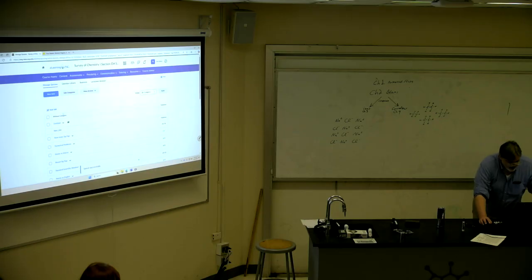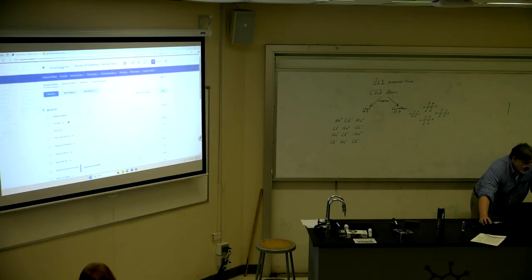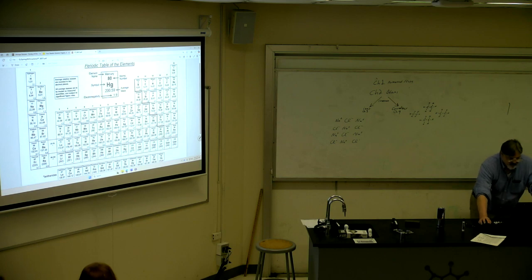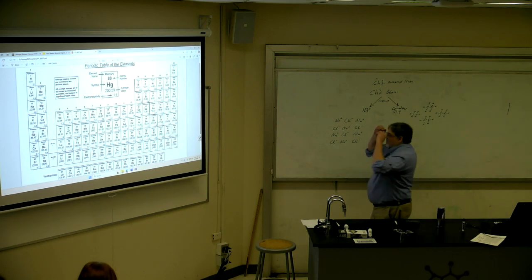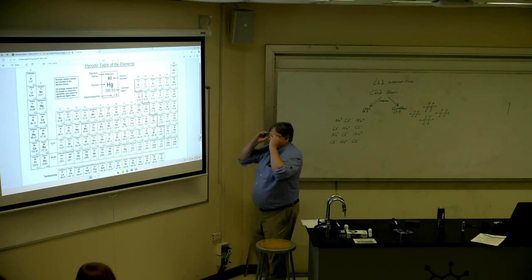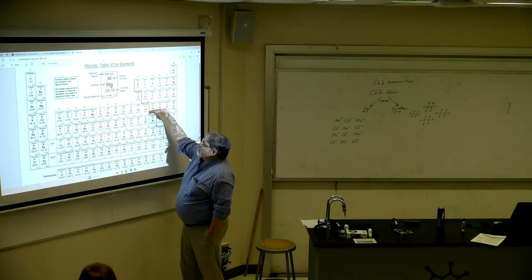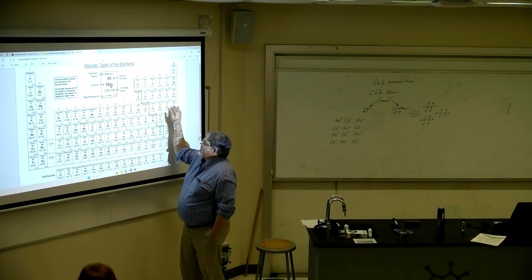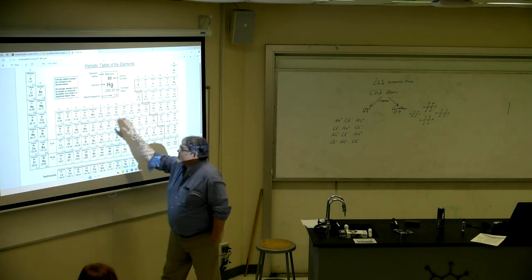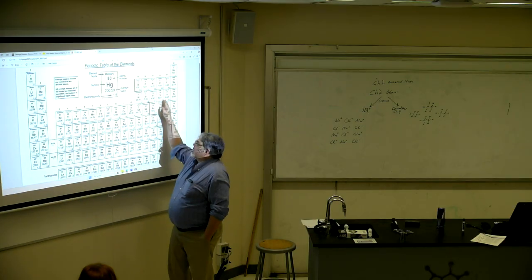Sizes of ions. Let me get our periodic table up. In chapter 2, we were just talking about atoms and the periodic table. I said that as you go down row by row, you get bigger. So everything in this row is bigger than everything in this row.